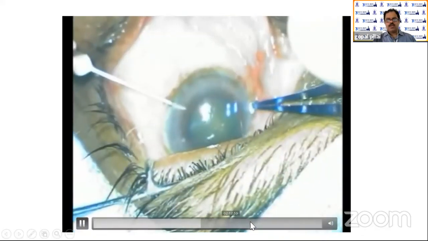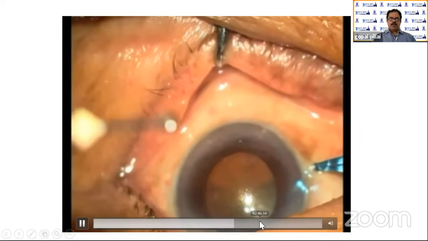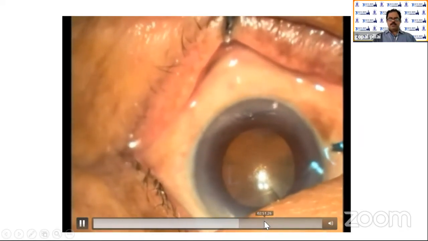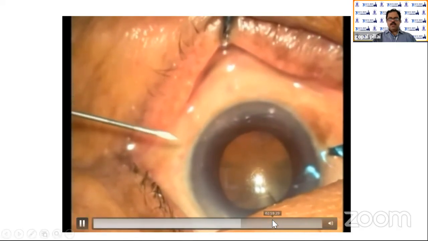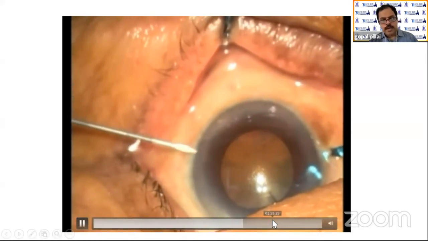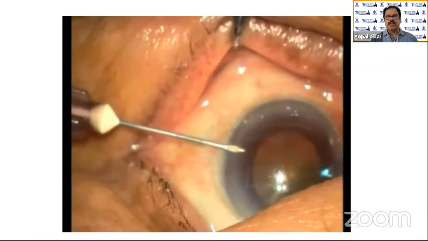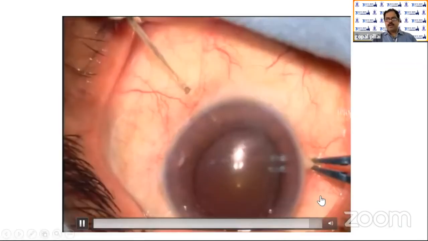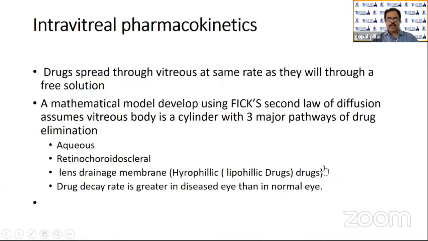Make sure that the lid lashes or the lid margin do not touch the needle. That is very important. I think that would be that. And then let us move on.